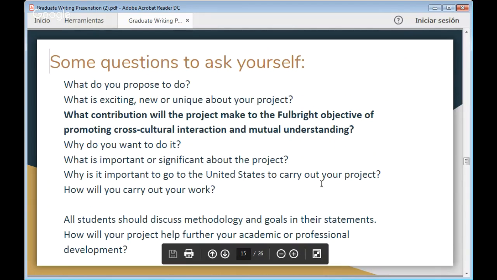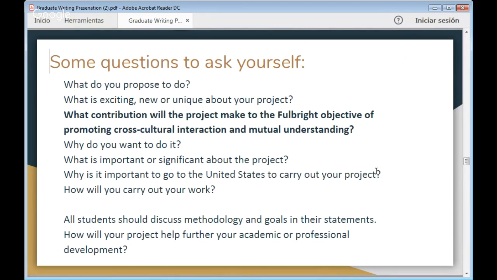So within this, many students discuss their methodology and their goals in the statement. So what it is, how exactly you plan to undertake this project, and how will it further your academic or professional development?